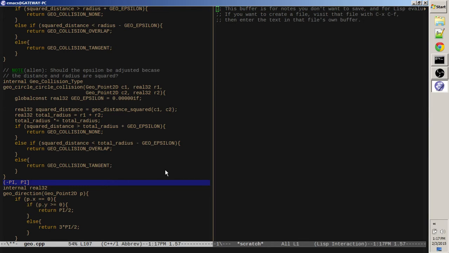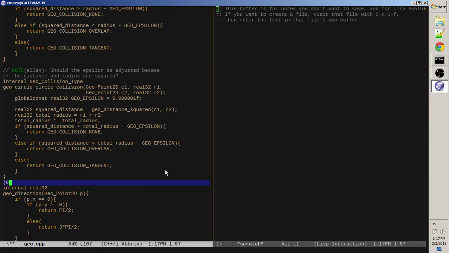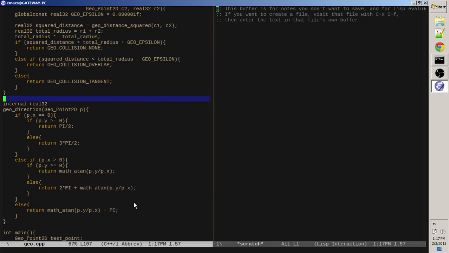Not a big deal, because all we have to do to make this work is add pi to it whenever they have one of these that's negative, right? So whenever it's negative, we'll just add pi, and we'll get the answer we want, which is going to be 0 to 2 pi, like so. Okay, so let's go make that change.